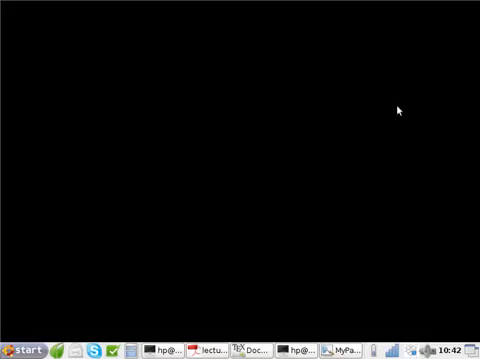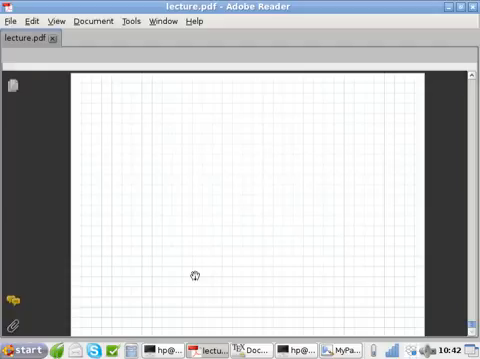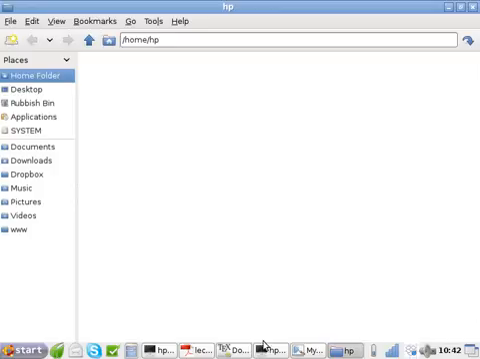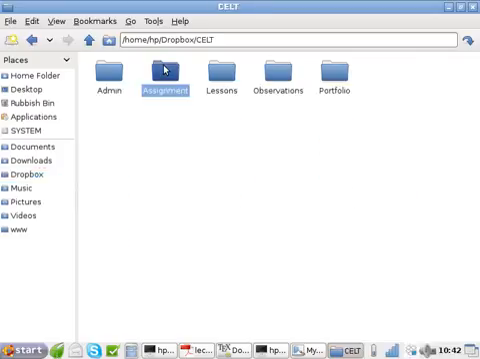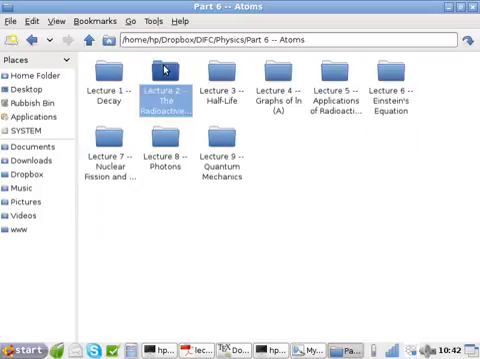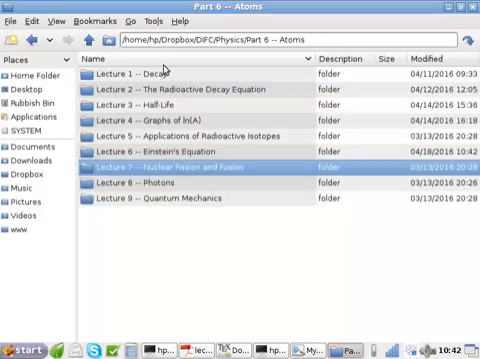Right, so we don't have anything to do with that then next time. Just before I go, I just want to check what the next lesson is. Dropbox, DIFC, Physics, Atoms. So next time, nuclear fission and fusion. Then photons, then quantum mechanics. Single hour tomorrow, yeah? So we'll do lesson 7 tomorrow then.